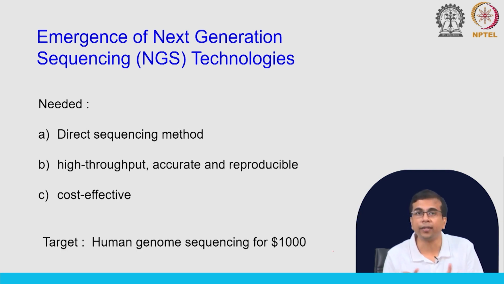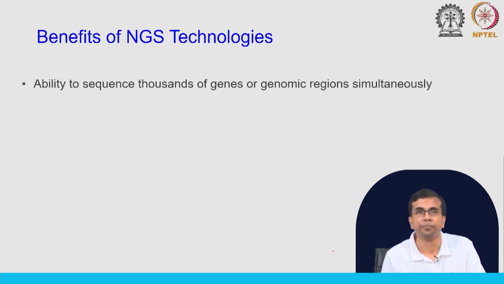And how do you define this cost effectiveness? The target was said that the human genome should be sequenced for $1,000 or less. Okay. So, we are there actually already, we have reached that goal, and the goal is to actually take this cost down further. So, what are the benefits of NGS technology?